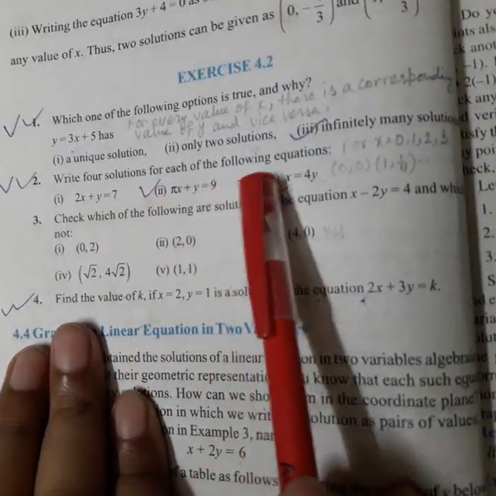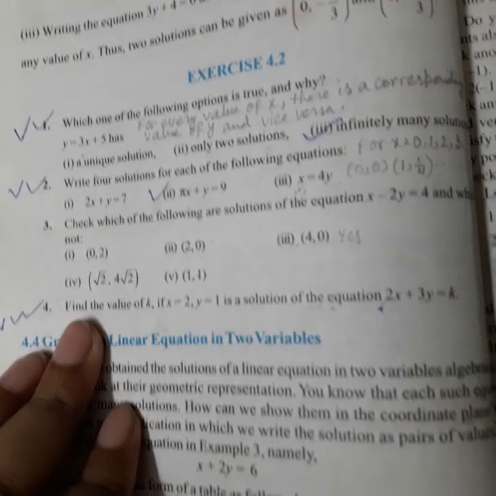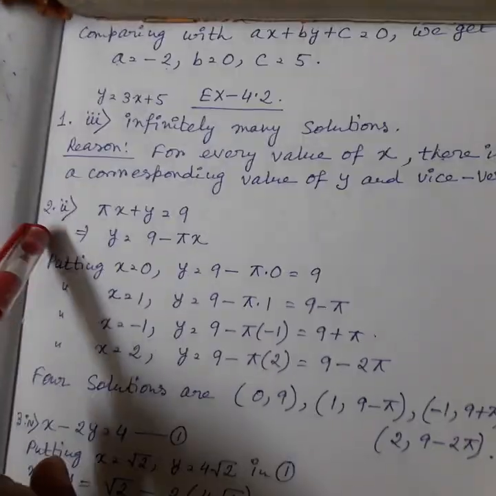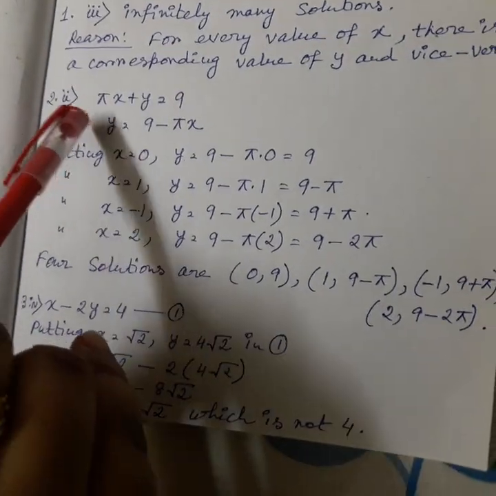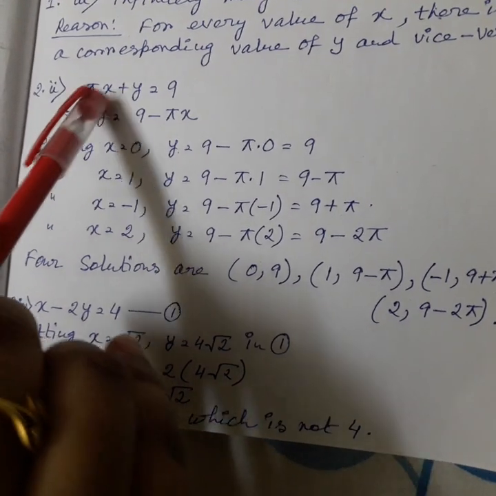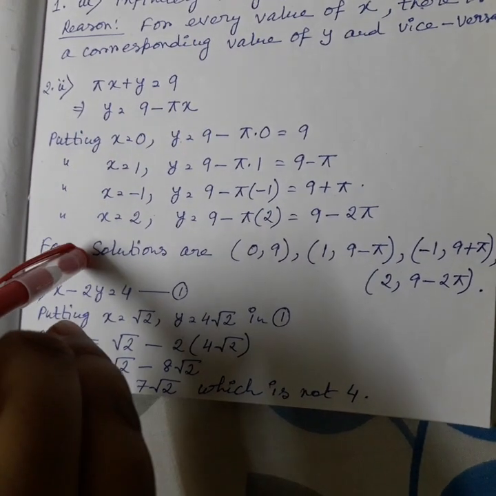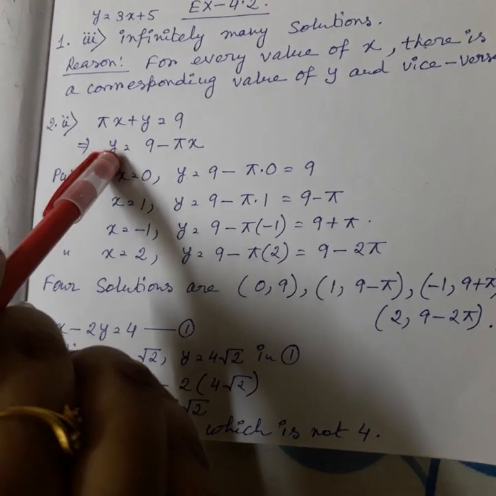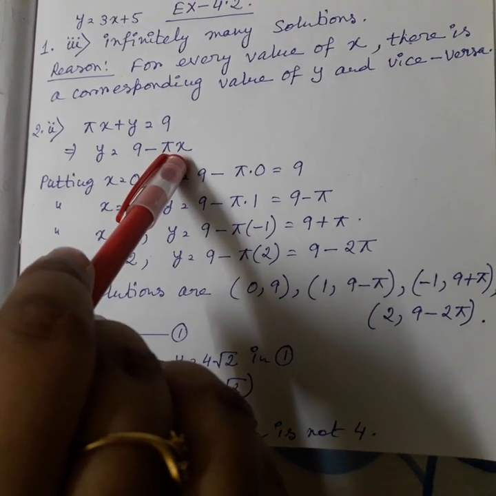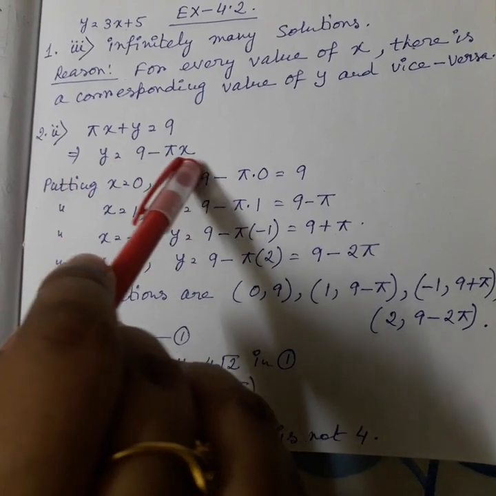Write 4 solutions for each of the following equation. So here I have done question number 2. That equation is pi x plus y equal to 9. 4 solutions you have to find. So how we have done? y equal to 9 minus pi x we can write. So on that way I have written.